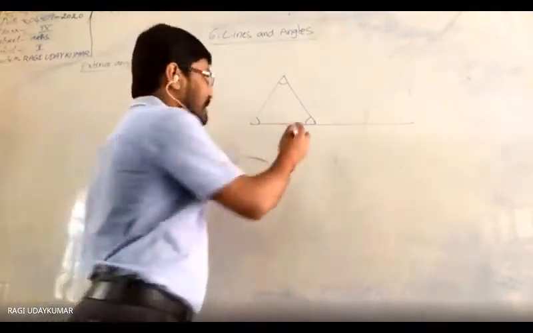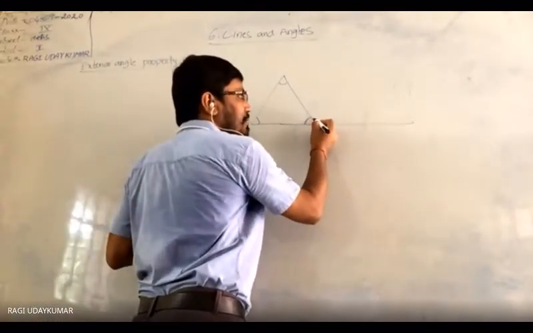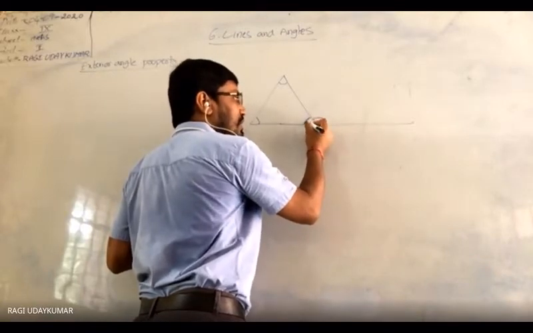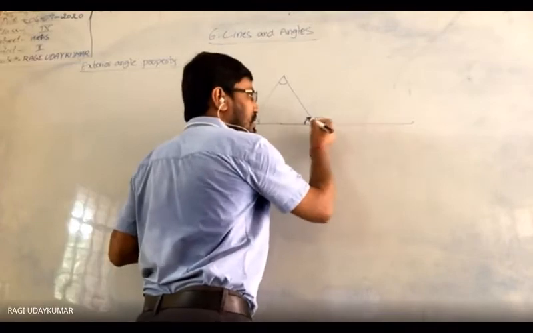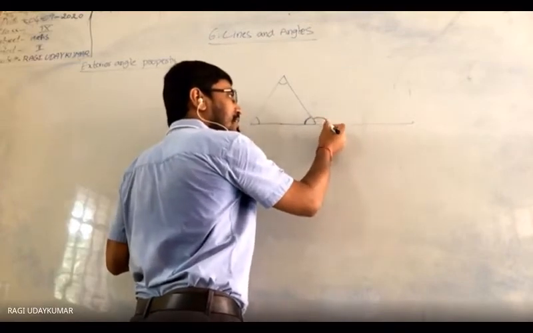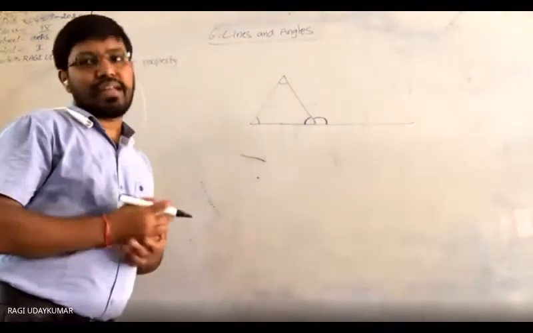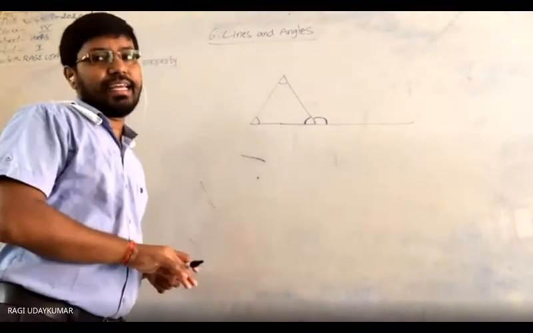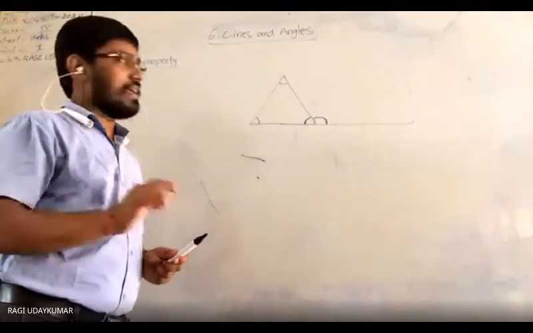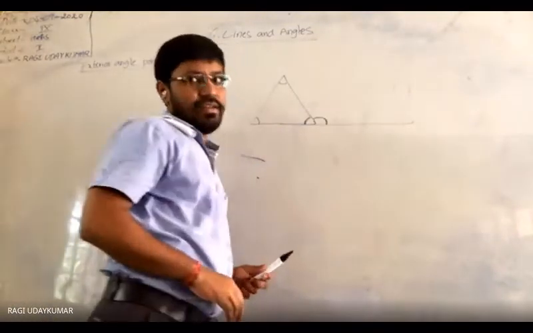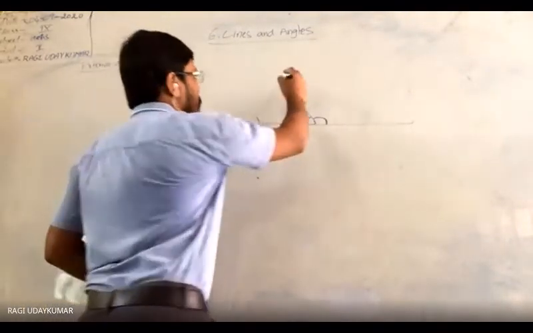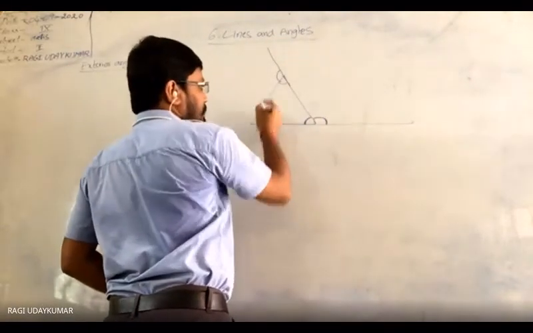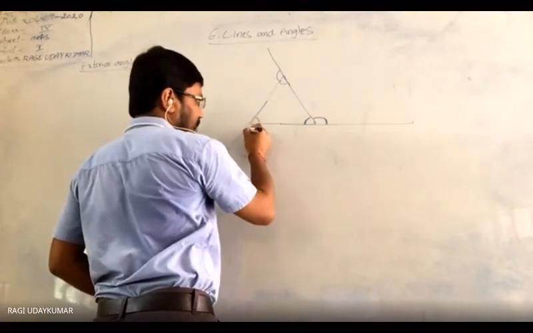these two angles are a linear pair. The angle formed, these two angles are a linear pair, no? So whenever you produce a side, the angle forming a linear pair with the interior angle is called the exterior angle. This angle is called exterior angle. Suppose if you produce this side, this is called exterior angle. If you produce this side, this is called exterior angle.